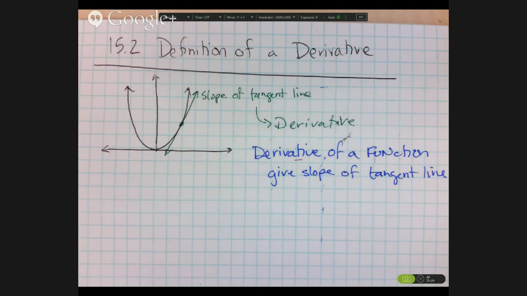I'm just going to give you the definition this year. Next year I'll show you how the definition is built from the secant line and limits. But I'm just going to show you the formula this year. Okay. The definition of a derivative.